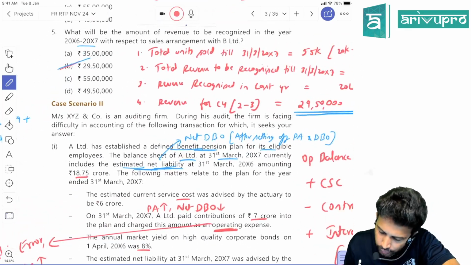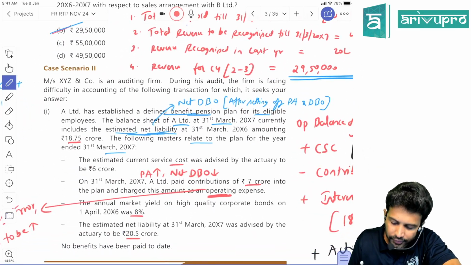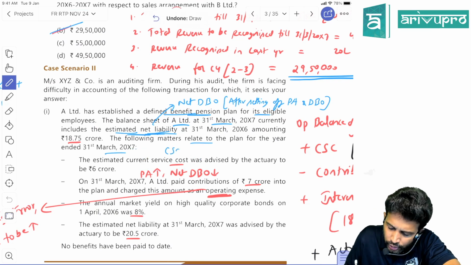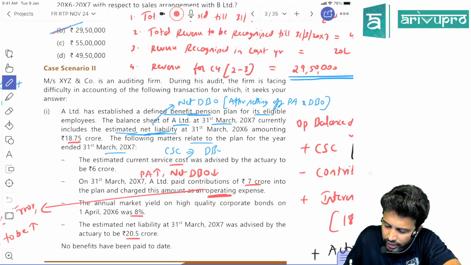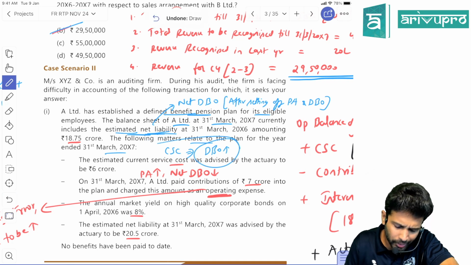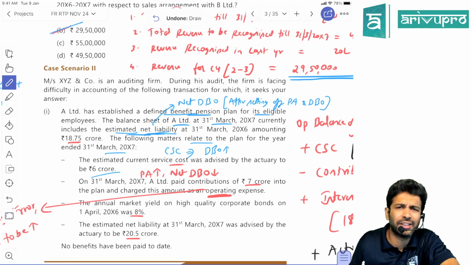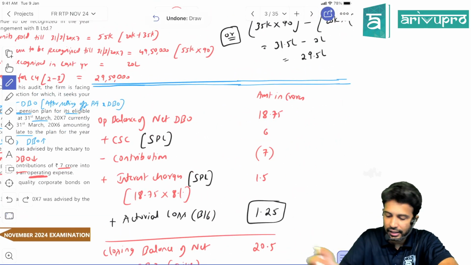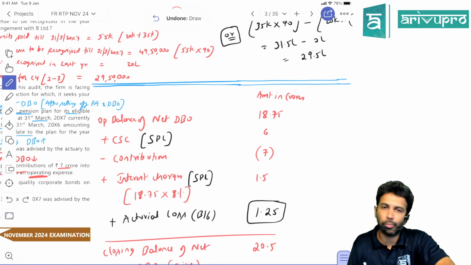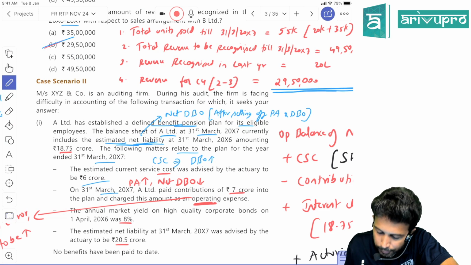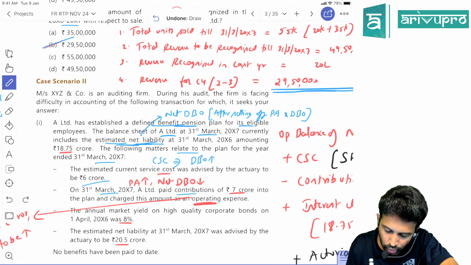Great. Next, the following matters relate to the plan for the year ended 31st March 2007. They have given next the current service cost. So what happens? Due to current service cost, your DBO balance will increase. You already have a liability, no? So what do you have to do for this adjustment? 6 crore, add up. So current service cost will increase your DBO by 6 crore rupees. And this current service cost also being an expense will be transferred to the P&L account. Great. On 31st March 2007, A Limited paid a contribution of 7 crore into the plan.